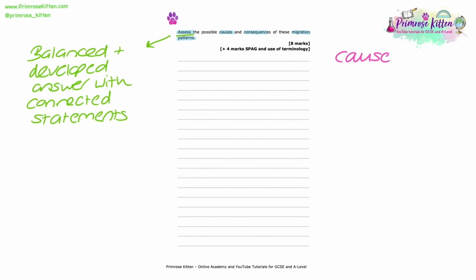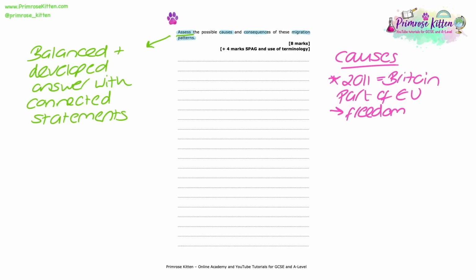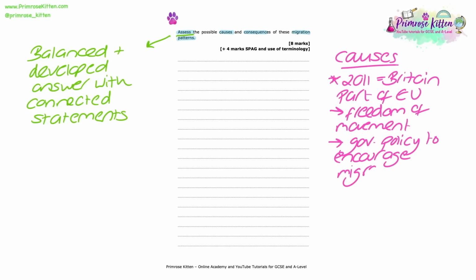Considering the points made in relation to Figure 10, there are a number of possible causes we might identify to explain these migration patterns. The first set of data we are given is from 2011, when Britain was still part of the European Union, a key feature of which was freedom of movement. Government policy also encouraged the migration of workers from the EU. As a result, there had been a large amount of migration, especially from countries in Eastern Europe such as Poland.